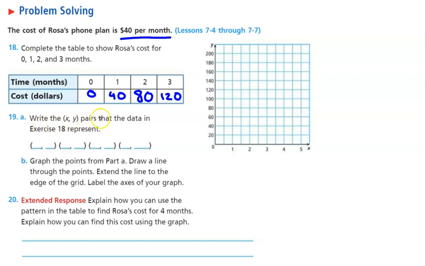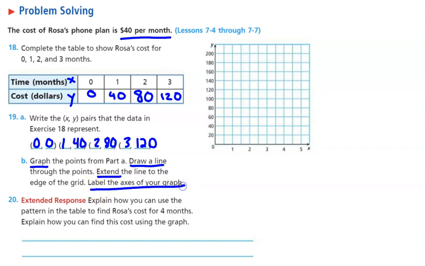So it wants the X and Y coordinates here. Again, this is kind of like your X, this is kind of like the Y. So that's 0, 0. Then we have 1, 40, 2, 80, and then 3, 120. It wants us to graph, draw a line, and then extend the line, and also label our graph.